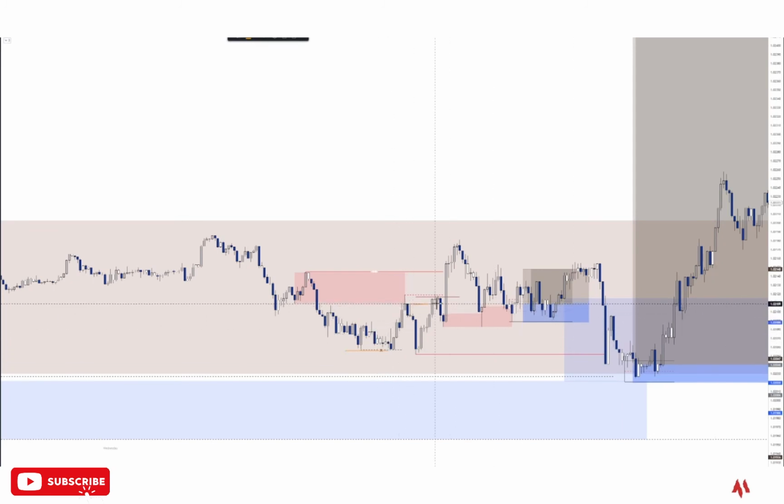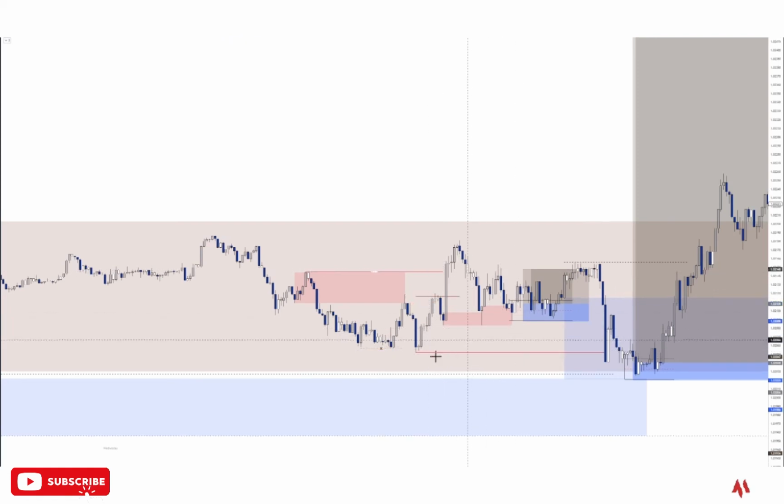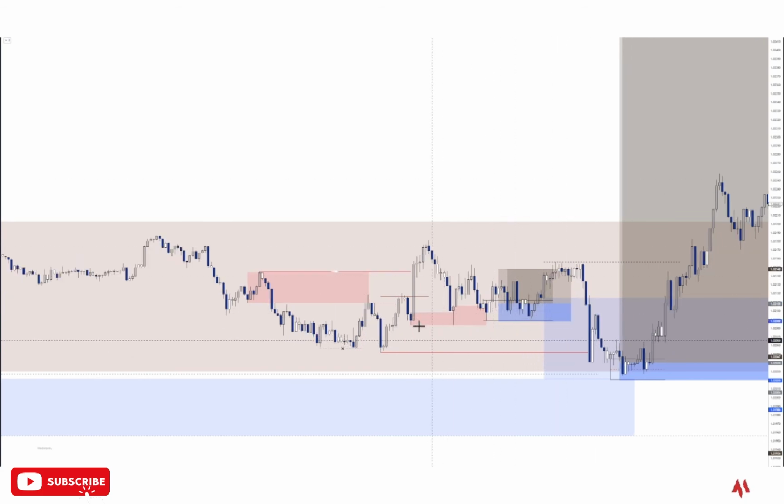a change of character, and also had 1 minute break of structure, which we marked out our premium and discount pricing. We patiently wait for price to get into discount to look for continuation trades. This was the last zone. This was zones that stand out in our discount pricing.